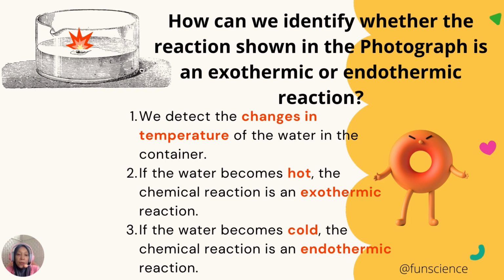But if the water becomes cold, air jadi sejuk, the chemical reaction is an endothermic reaction. Macam kita tengok tadi tu. So, endo means ke dalam, bermaksud haba diserap daripada surrounding ke chemical reaction tadi tu. When the heat is absorbed from the surrounding, the temperature of the water will become lower. Alright, so that is how we detect whether a chemical reaction is endothermic or exothermic.